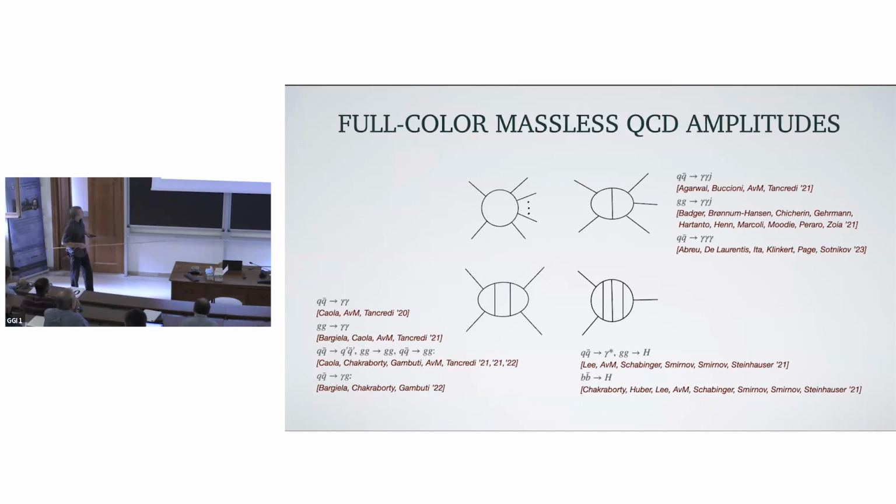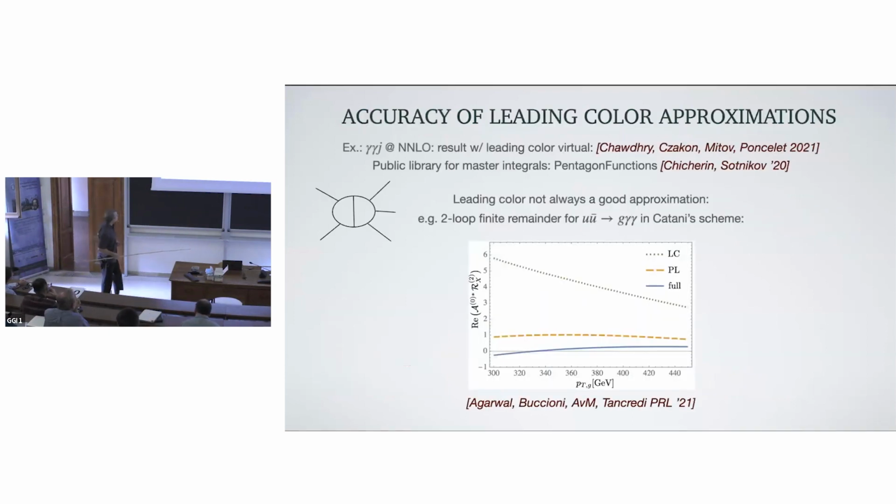Now, in some cases, for instance here, 2-loop calculations have been available using leading color approximations. And now you may say, well, okay, isn't that good enough? And the answer likely depends on what you're going to calculate, but it's not always so obvious that leading color is everything you want if you want to go to really high precision.